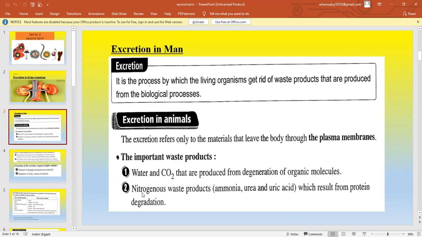And we must get rid of nitrogenous waste products, like ammonia, urea and uric acid. These products, which contain nitrogen in their structure, we must get rid of. They result from protein degradation.